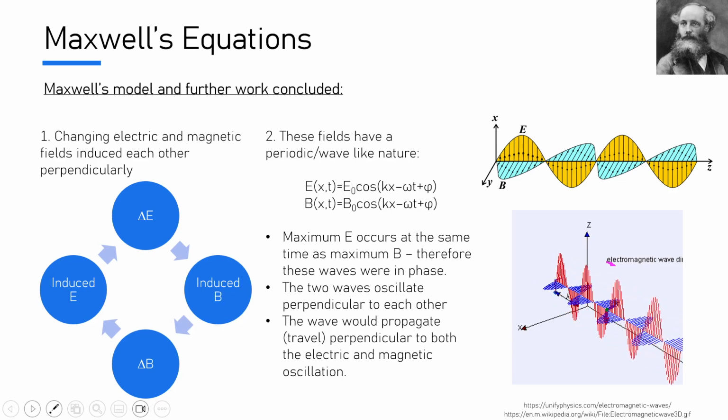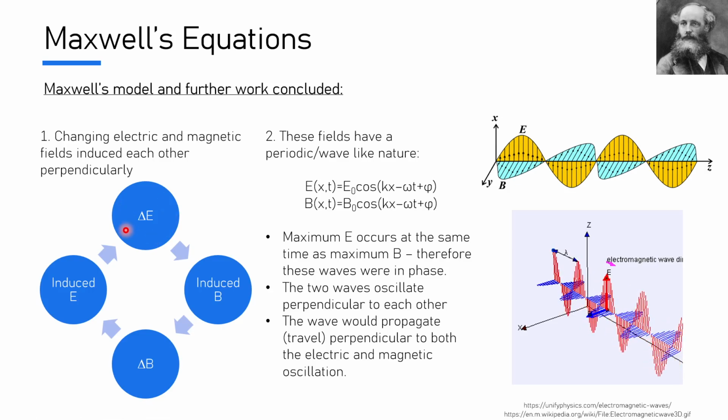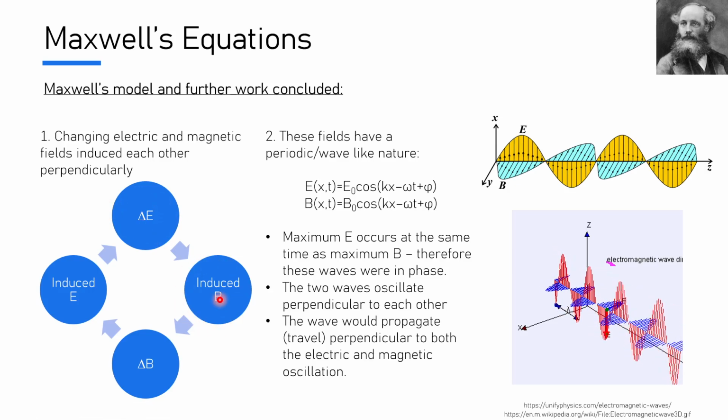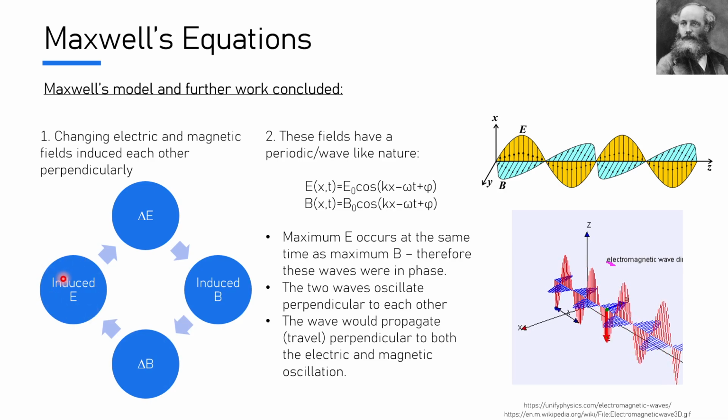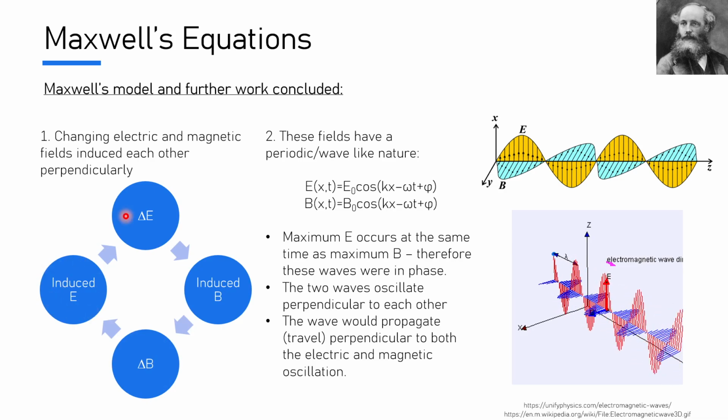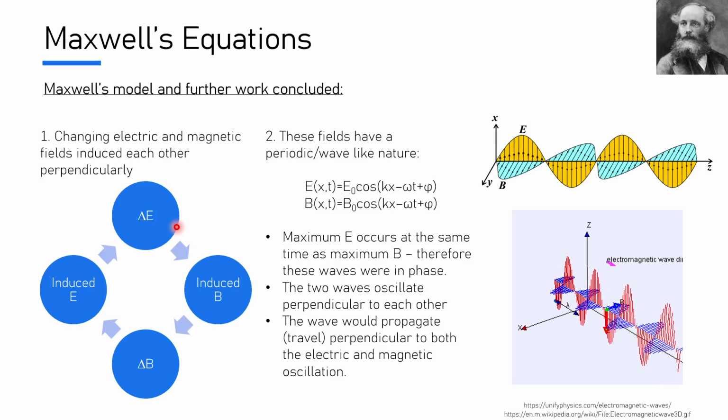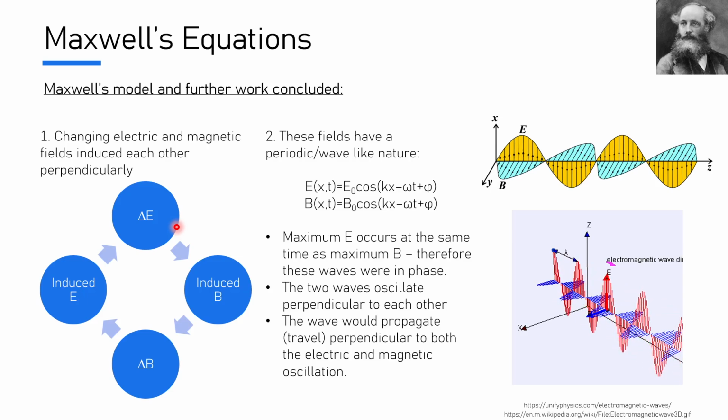First off, Maxwell was able to conclude that if you were to change an electric field, there would be induction that occurs, essentially the generation of a magnetic field. And if there was a change in the magnetic field, that would induce an electric field, causing a change in the electric field. And this cycle is repetitive, essentially meaning that electric and magnetic fields are interlinked and one produces the other.